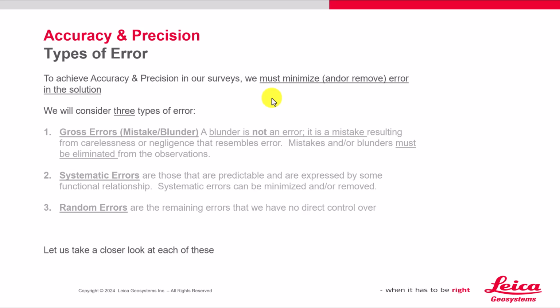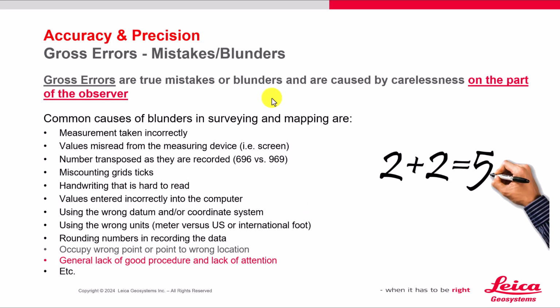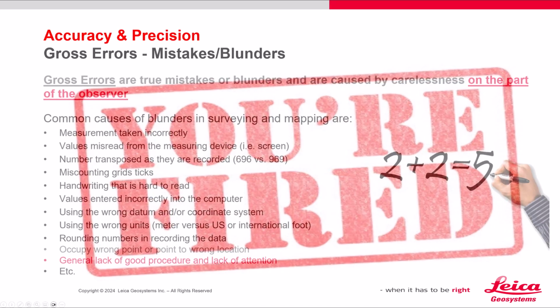Let's take a closer look at each one of these. Gross errors are true mistakes or blunders, caused by the observer. I'm not going to read all these to you, but you can imagine you take a measurement incorrectly, you transpose values, use the wrong datum or coordinate system. But in general, all of these follow a general lack of good procedure and a lack of attention. That can get you fired.